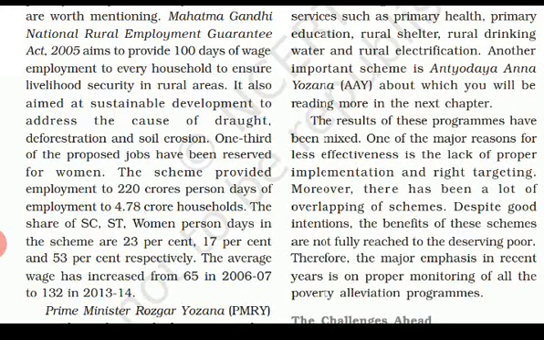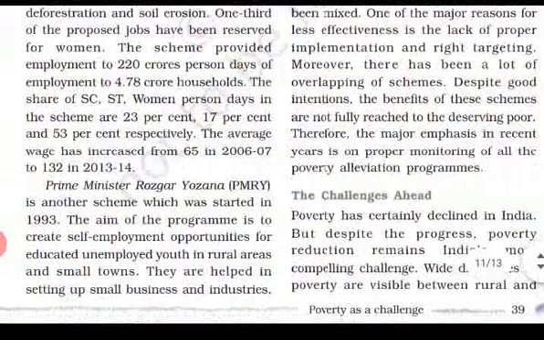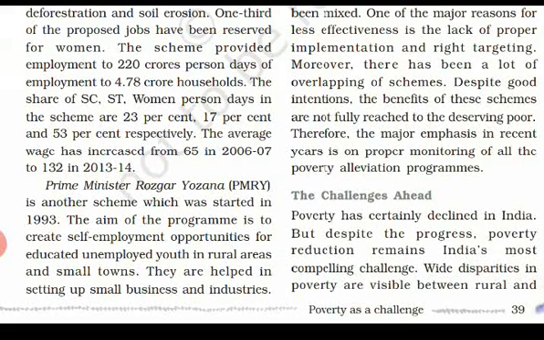Another program is the Prime Minister Rozgar Yojana, PMRY. Let us see what this program is. It is another scheme which was started in 1993. You should know the date also. Clear, children? You should know when the scheme was launched. So the Prime Minister Rozgar Yojana, PMRY, is another scheme which was started in 1993.